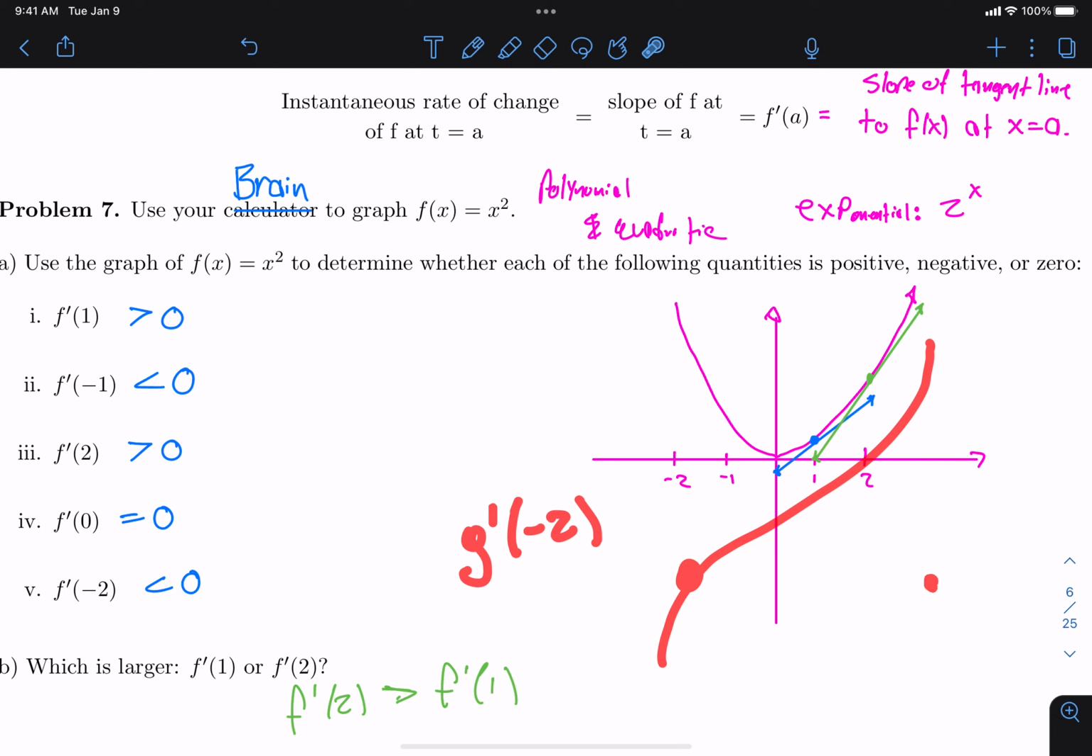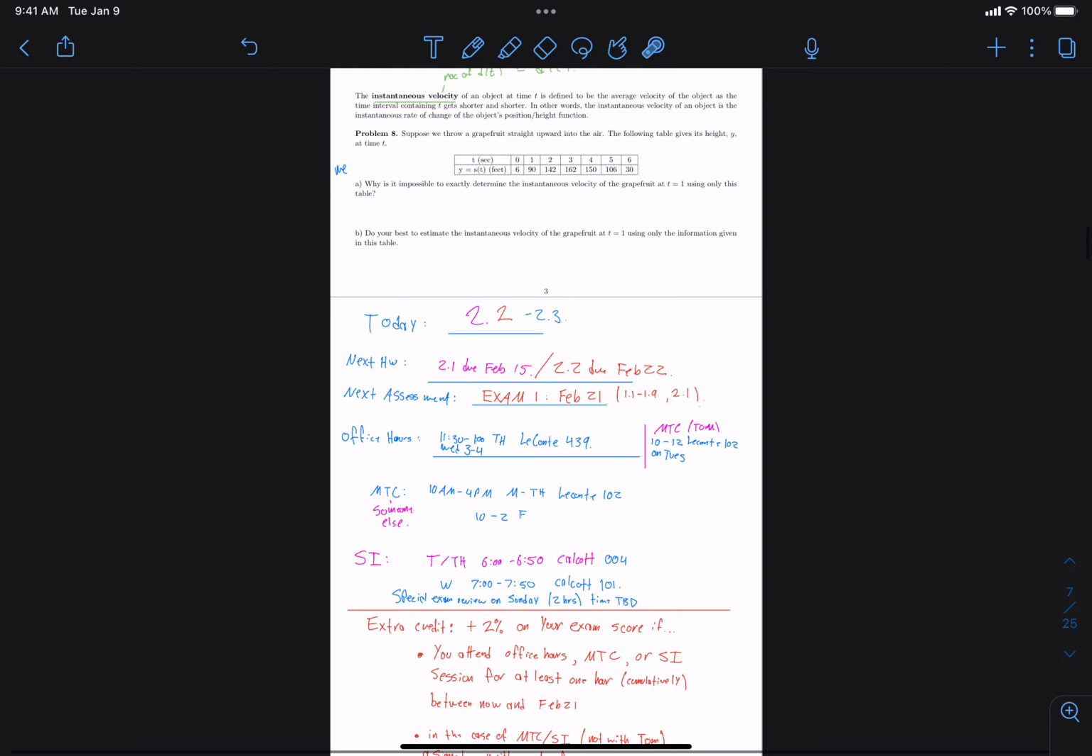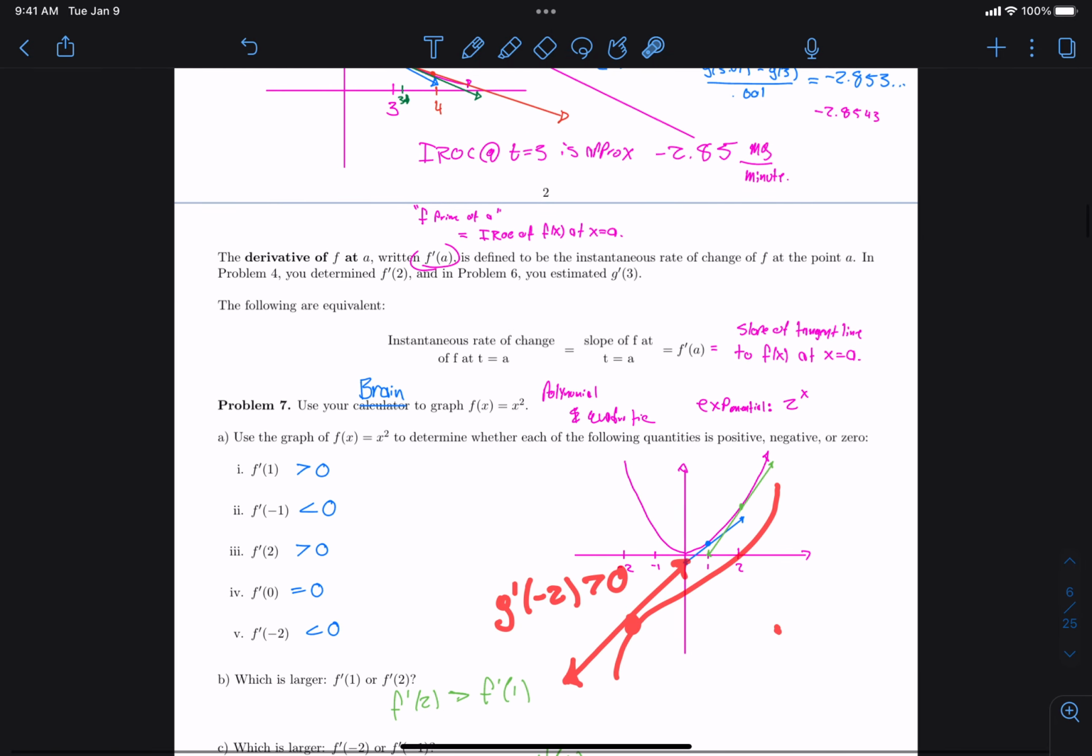Even though the function is beneath the x-axis, we're thinking, isn't it negative? But the derivative isn't about the height of the function. The derivative is about the slope of the function, okay? Which is to say, if I take a look at this line here, which is the tangent line, its slope is a positive number. So therefore, the derivative is positive, okay? And that's what we learned last time. So any questions about what we talked about last time?